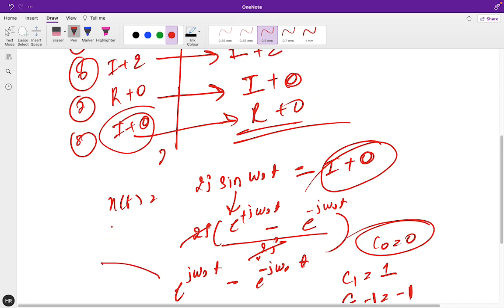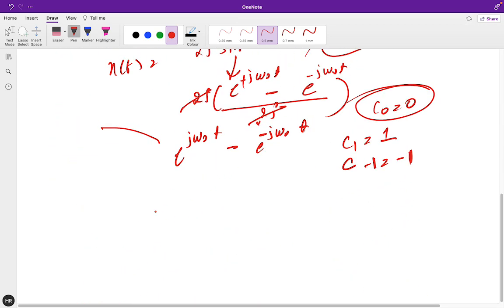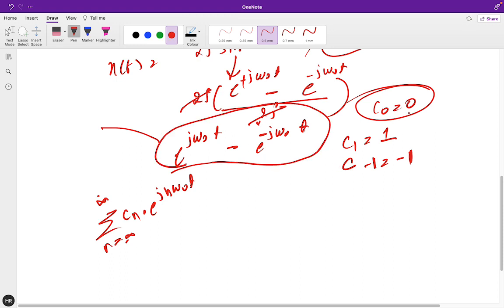Compare this with the formula: summation n equals minus infinity to infinity of C of n e power j n omega naught t. So here we are getting only two terms. C of 0 is 0, C of 1 is 1, and C of minus 1 is minus 1. So what is this? This is real, but it is odd. This is your odd signal. Real plus odd signal you will get.